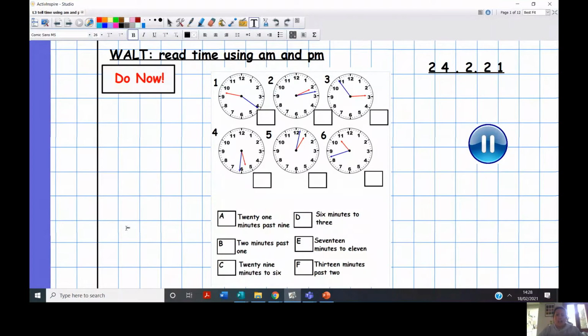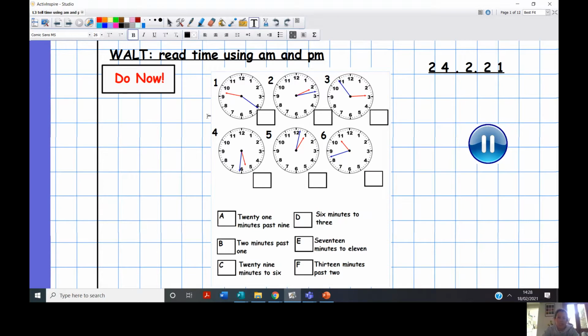So, getting started with our do now. I'm going to share my screen. The do now today is going to focus on reading time to the nearest minute. You can see we have some different clocks here and some different times below. What you need to do is match the letter with the correct clock. So what letter does the clock face of number 1 match up with?